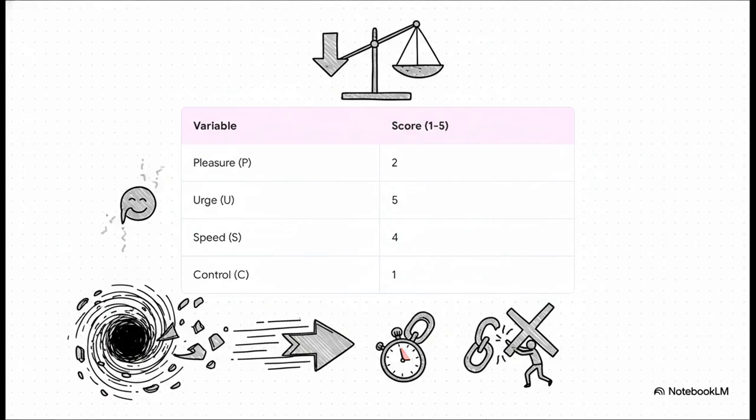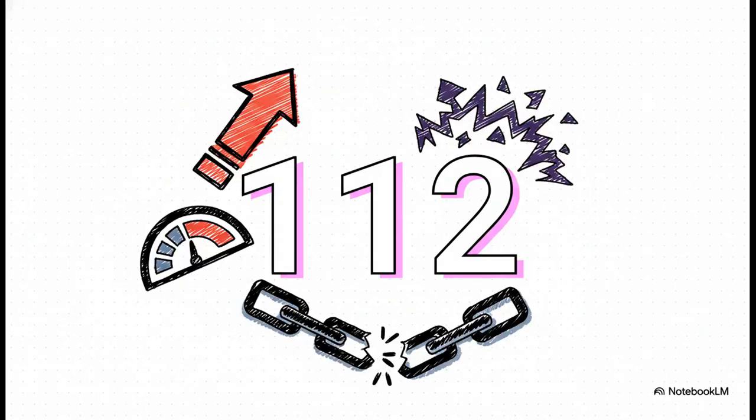The pleasure is really low, so we'll call it a 2. The urge is all-consuming, an absolute 5. The speed or frequency of use is high, a 4. And here's the kicker. Their control is practically gone. It's a 1. So you run all that through the equation, and you get a severity score of 112. Now, according to Dr. Lowe's scale, that puts it firmly in the high severity category.